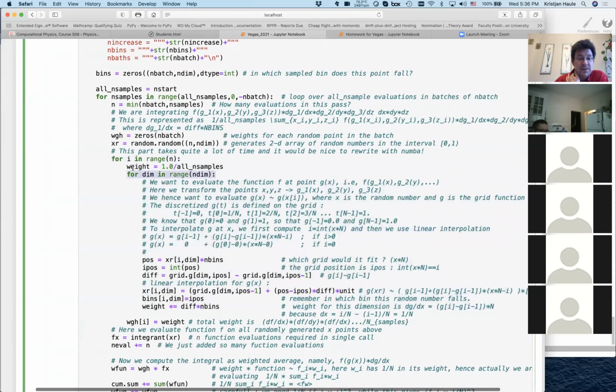Now the weight here, we're going to start with being just 1 over n. Later on we're going to multiply the weight with this derivative, dg over dx, over each dimension. So we go through all dimensions, for dim in range of n dim, and we multiply with dg1 over dx, dg2 over dy, dg3 over dz, and so on. Once more, we start with weight being 1 over n, and then we multiply by dg over dx for every dimension, times n bins. Now, how does this n bins come about?